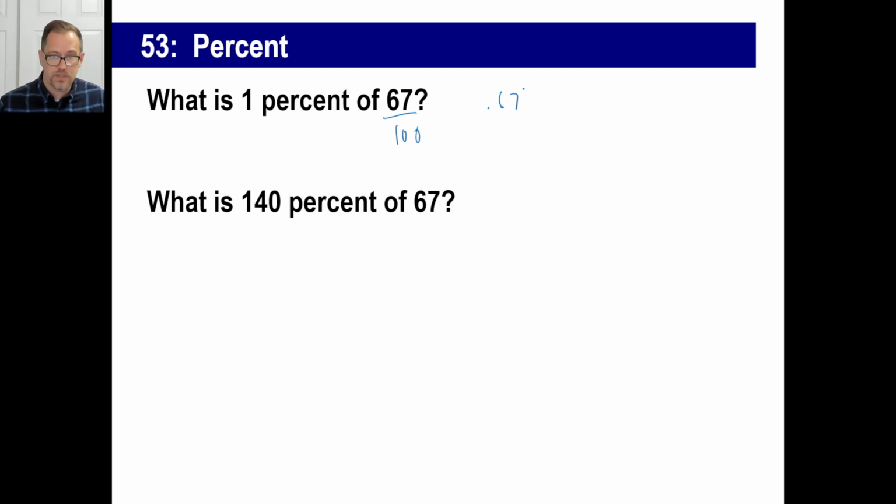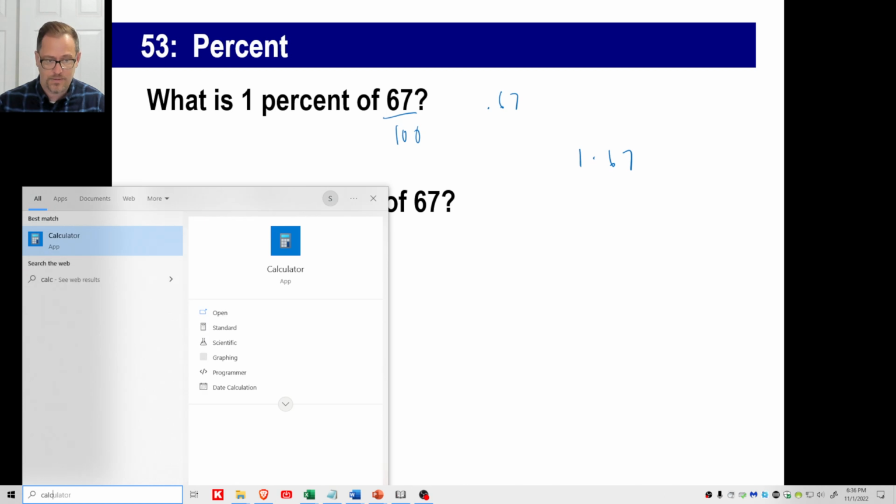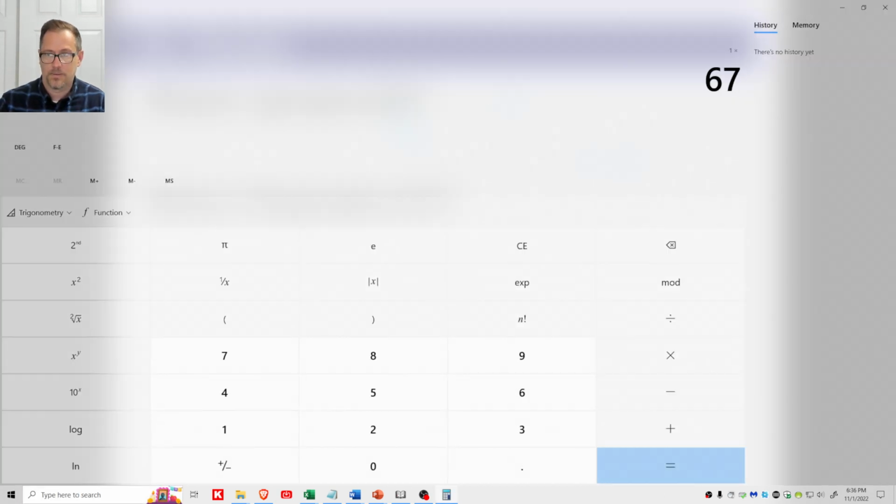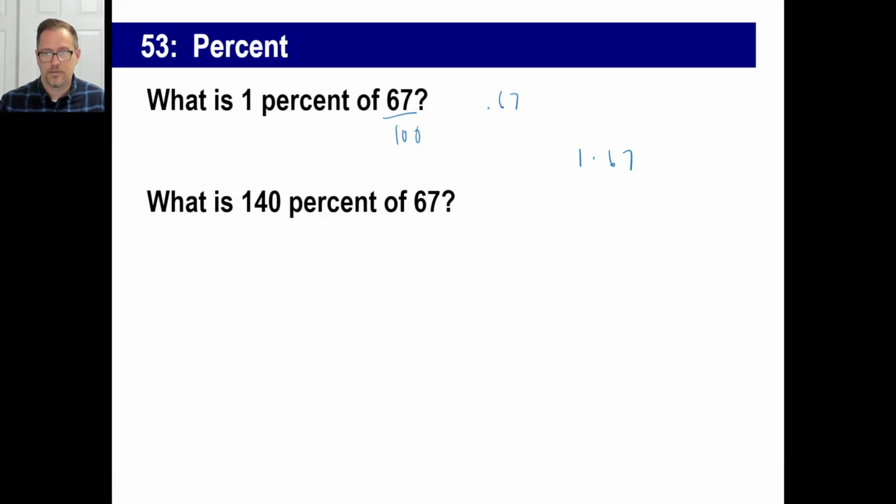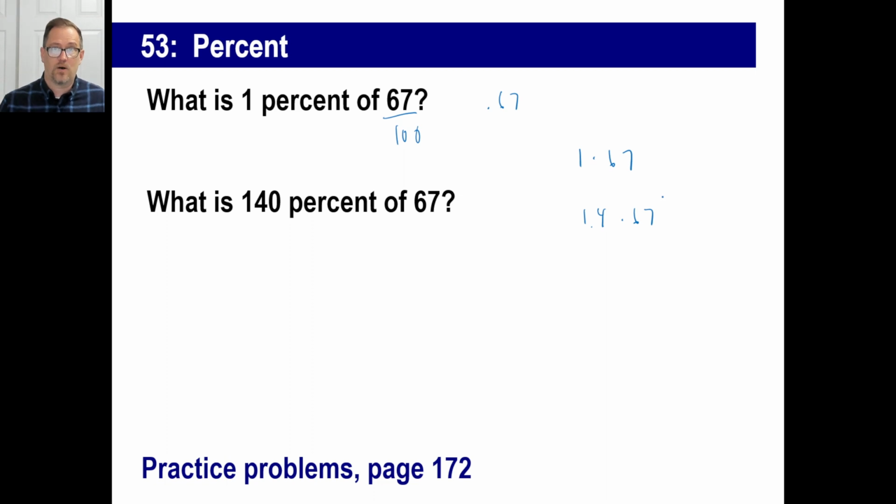What's 140% of 67? Well, 100% of 67 is 67, right? If they wanted you to find 100% of 67, you just go 1 times 67, which is 67. Okay. So if they had 140% of 67, you could just go 1.4 times 67 to find the answer. That's all there is to that. Okay. All right. Look on page 172. Try those practice problems and come on back when you're done.